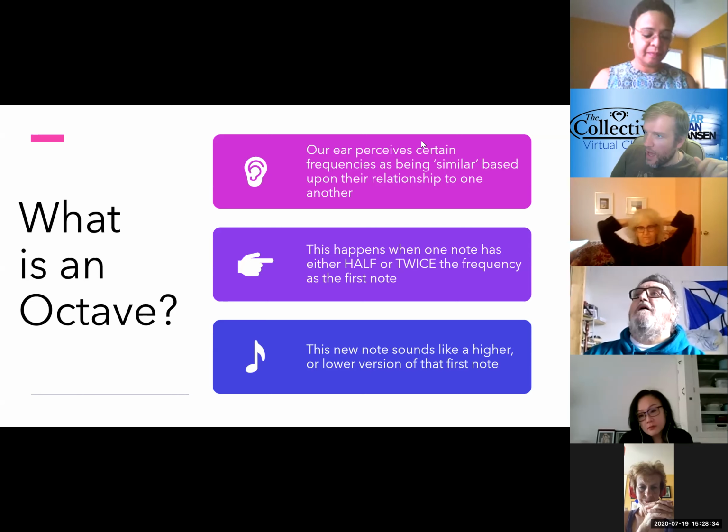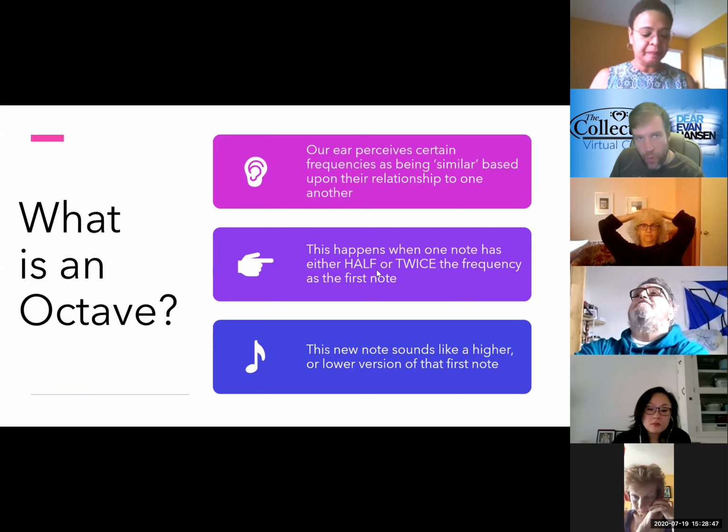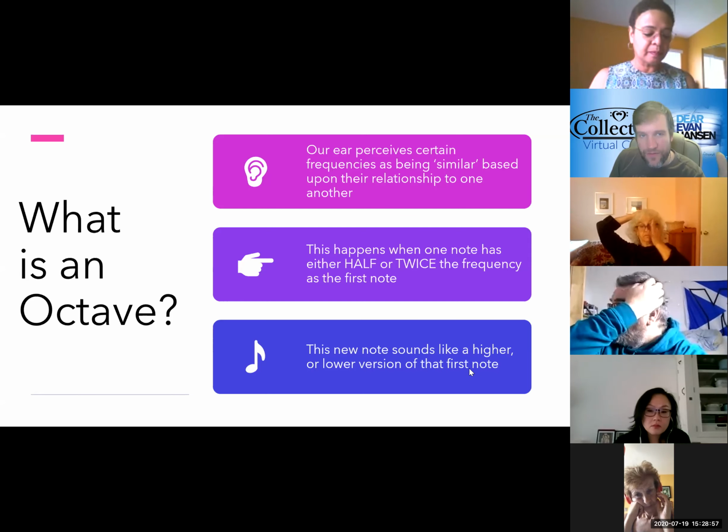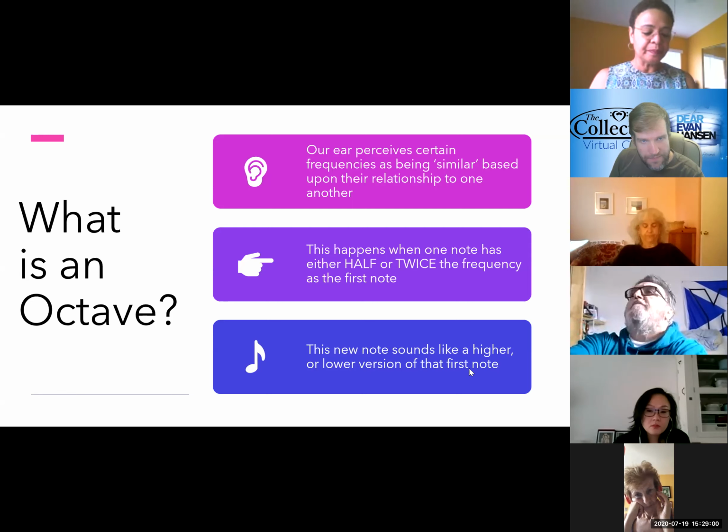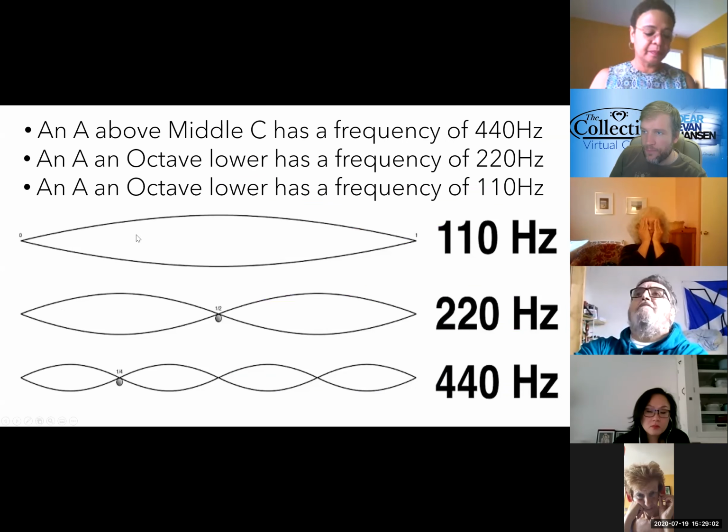But nonetheless, our ear perceives certain frequencies as being similar based upon their relationship to one another. This happens when one note has either half or twice the frequency of the original note, and we'll go through some examples of this. The new note sounds like a higher or lower version of that first note. I know this is an imprecise way to put it, but at least we can see and understand what we mean here.